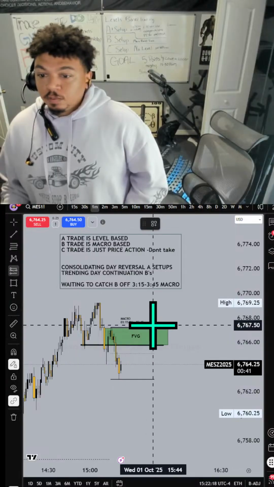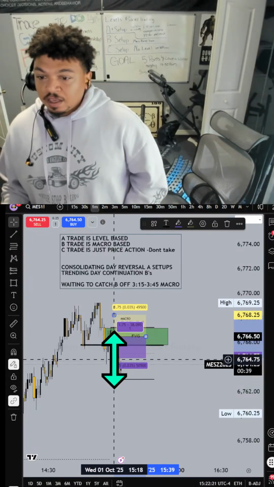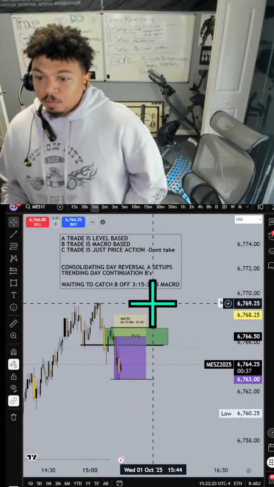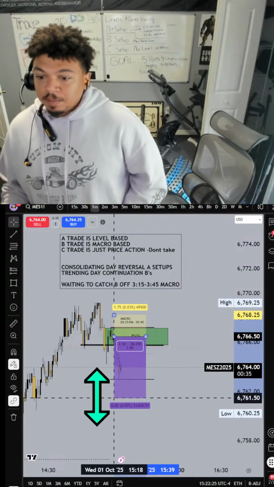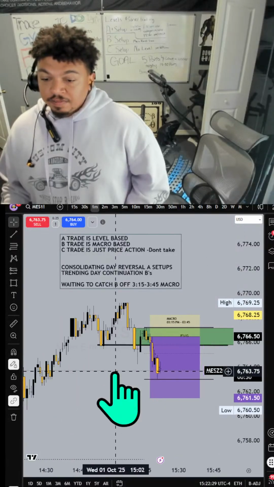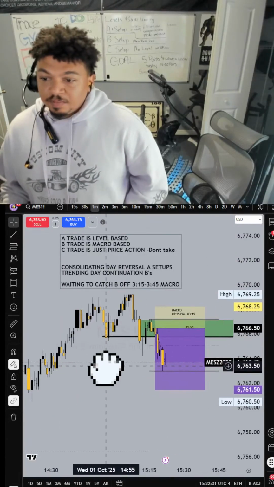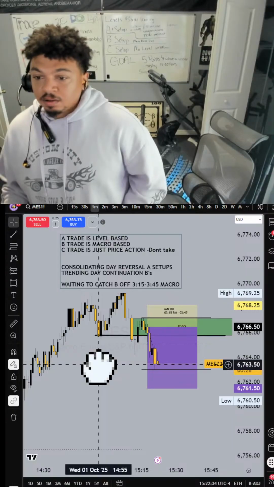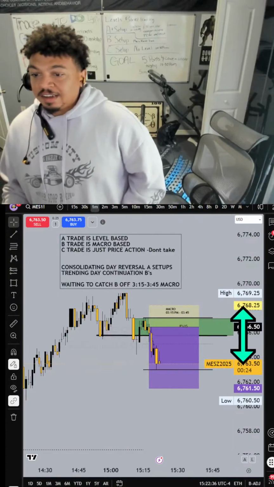If you were a short seller at this 50% of this fair value gap, to this point, you've gotten 3.5 points. For me to get my targets, I'd have to get down here to 5 points. It may run that low. That's fine. What levels did I have to give me that entry? None. I had price action. Price action is not enough.